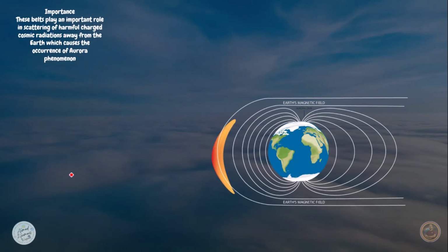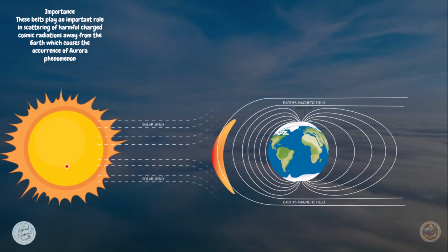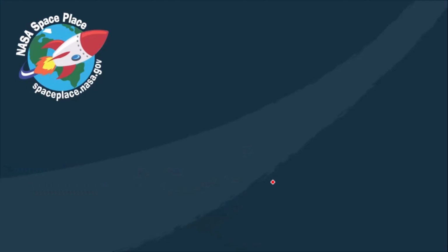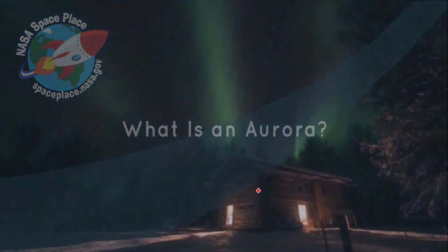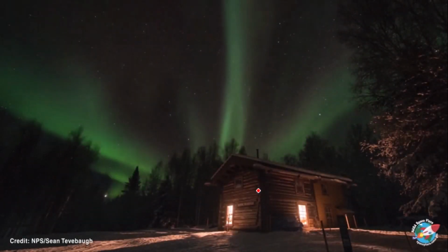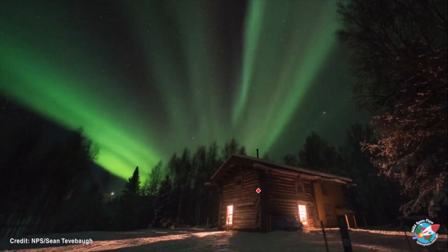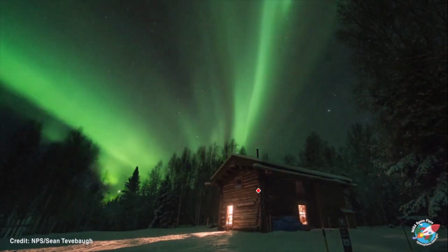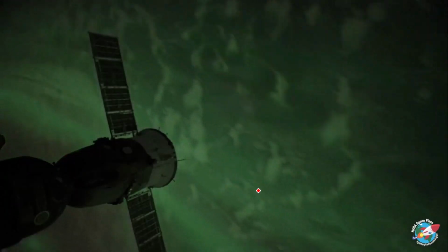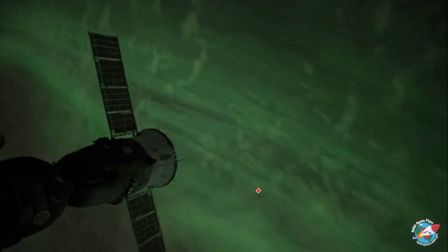So here we have the sun, cosmic rays deflected by the magnetic field or Van Allen belt and causing the aurora phenomena. What is an aurora? An aurora looks like a beautiful display of lights in the sky. These are some auroras that were spotted in the sky over central Alaska. We can also see auroras from space. This is what an aurora looks like from the International Space Station.